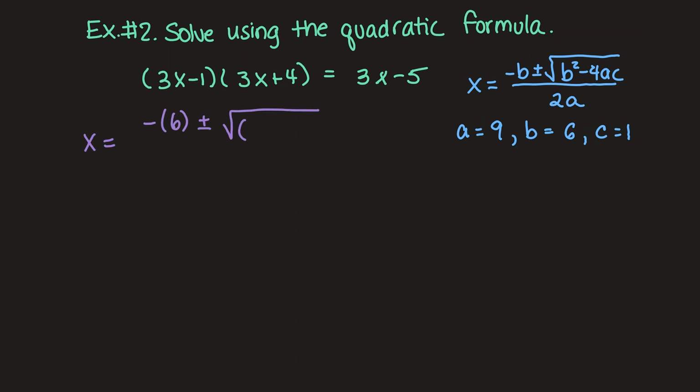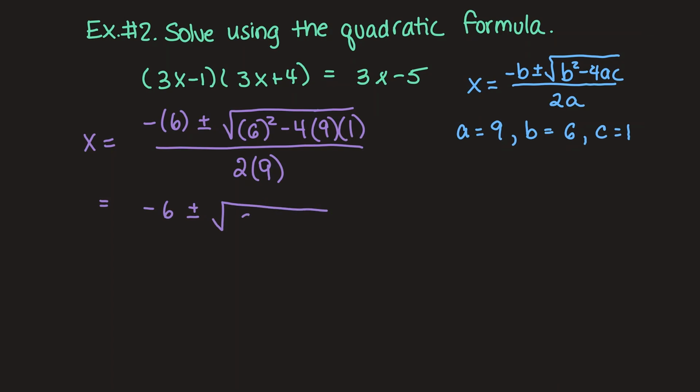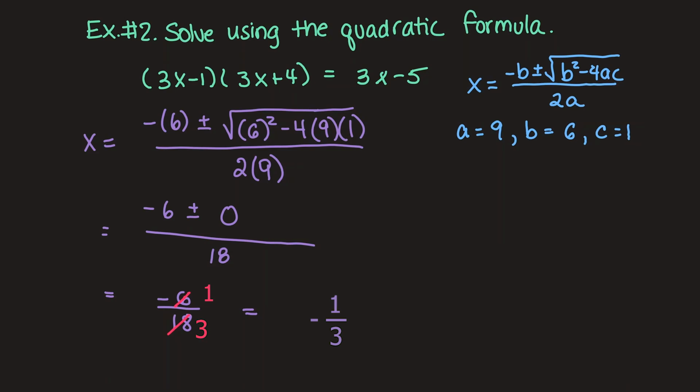We plug these values into the quadratic formula, and then we simplify. The square root of 0 is just 0, so we're actually going to have one solution for x, and simplifying the fraction gives us -1/3 as our solution.